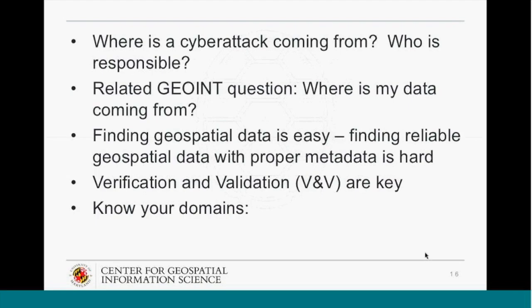Finding the data is fairly easy. I think I overstated a little bit by saying it's easy. Finding geospatial data is not easy, but you can usually find something. But finding reliable data and proper metadata is hard. You can usually find something that'll work if you just want to make a basic map of the states in the US, right? But if you wanted really good data attached to that shapefile, that would be a lot harder. And verification and validation are key, a key part of making sure that your data is coming from a reliable source.